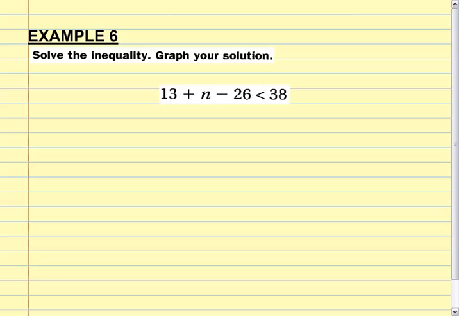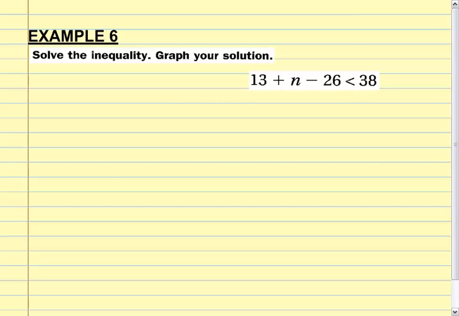Example number 6. It says solve the inequality. Now remember, an inequality is a sign like this. That's the less than sign. Right? Here are the 4 inequalities. Greater than, less than, greater than or equal to, less than or equal to. Okay, those are the 4.